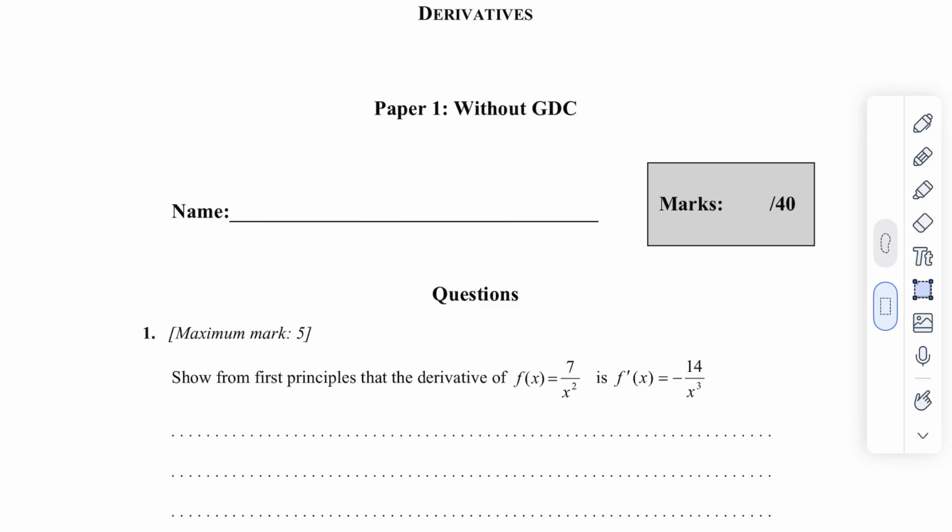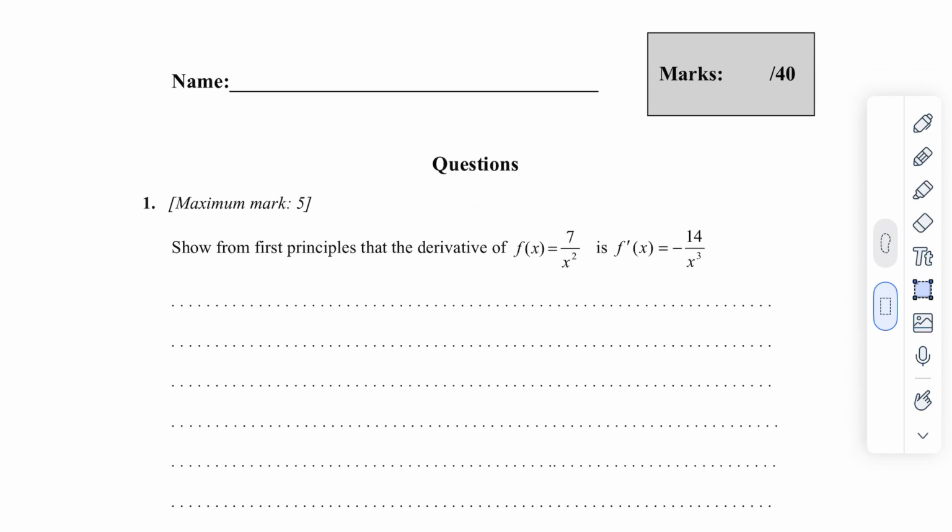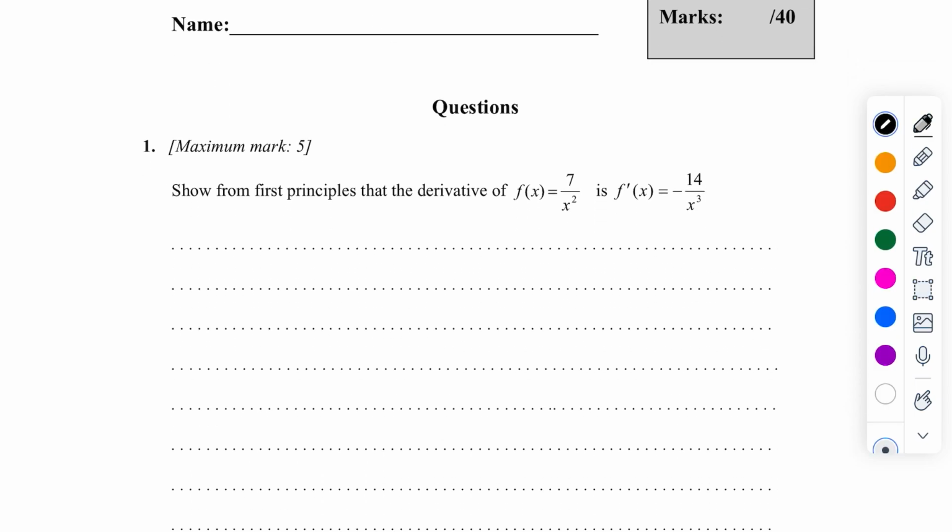Another video. This is the video based upon the derivatives topic for IBDP AAHL test number 7. The first paper is without GDC and paper 2 will be with GDC.